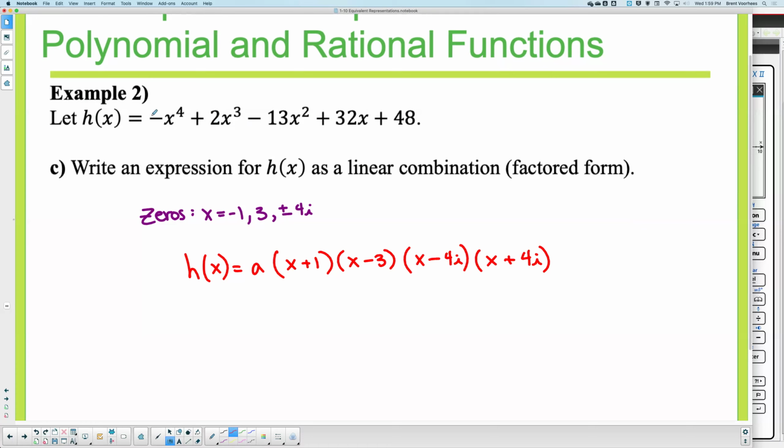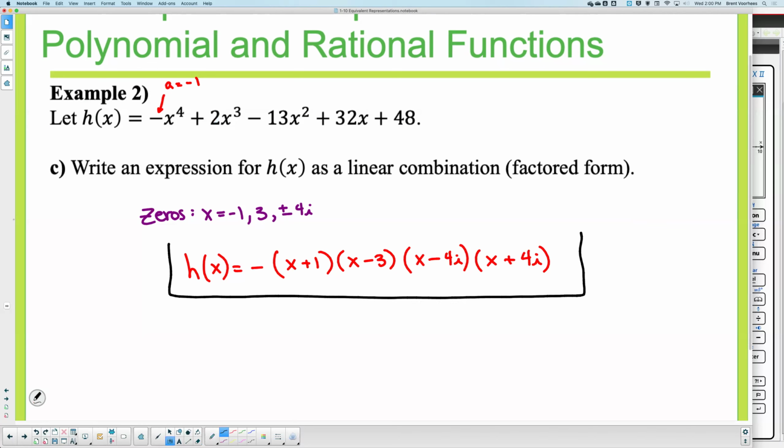But this one, I know what a is because this is the a value right there. You see how a is negative 1? All you have to do on this problem is put the negative back in because since we started with standard form, we know what the a is. Now, normally you won't know what a is if you're looking at a graph. But if they give you the equation, this is the a. And that's why I'm going to put a negative right back in the front.